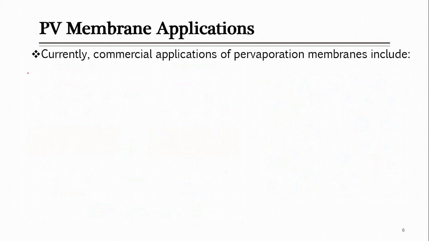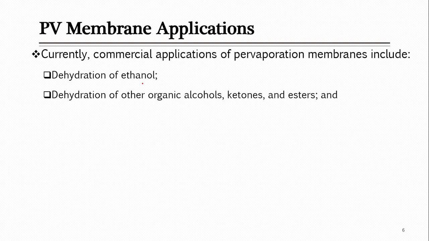PV stands for pervaporation membrane. The currently commercial applications of pervaporation membranes include dehydration of ethanol. If you have to remove water from ethanol, when ethanol is produced it also contains water. In order to remove water from ethanol, these pervaporation membranes are the best available technique.